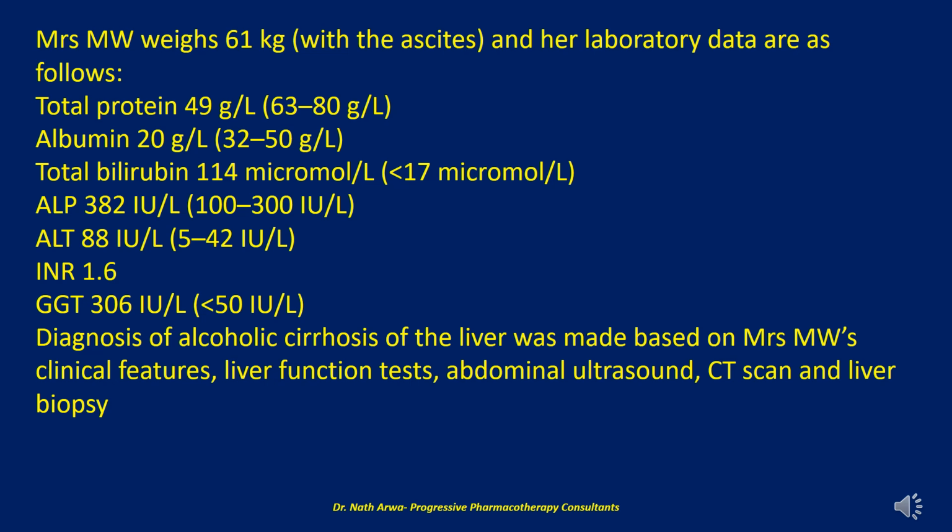INR is 1.6. GGT is 306 international units per liter. The reference range is less than 50 international units per liter. Diagnosis of alcoholic cirrhosis of the liver was made based on Mrs. M.W.'s clinical features, liver function tests, abdominal ultrasound, CT scan and liver biopsy.